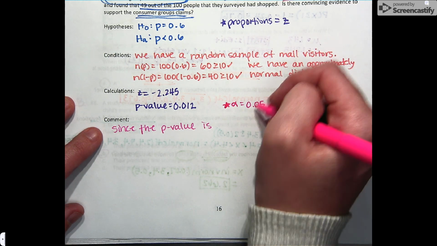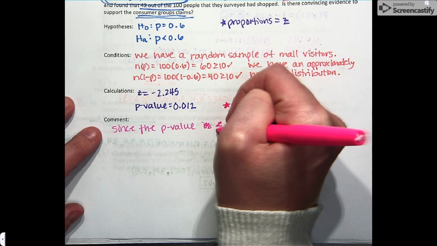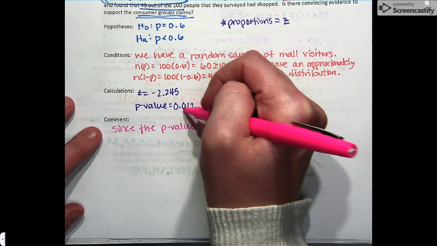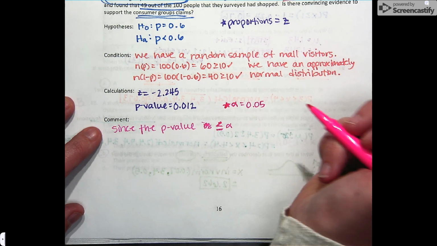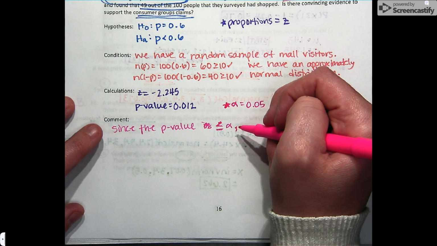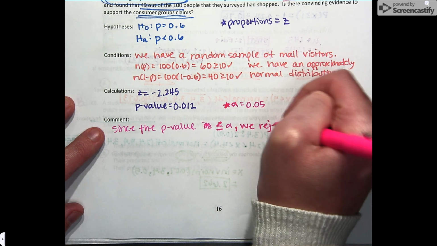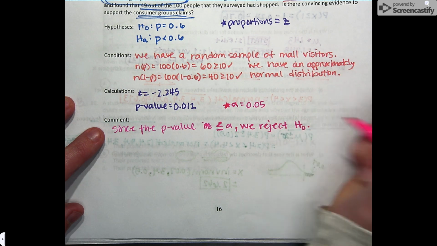So I'm just going to say, since the p-value is less than or equal to alpha, because 0.012 is definitely less than 0.05, remember, that is statistically significant. That means it's very unlikely to happen. So we reject the null hypothesis.